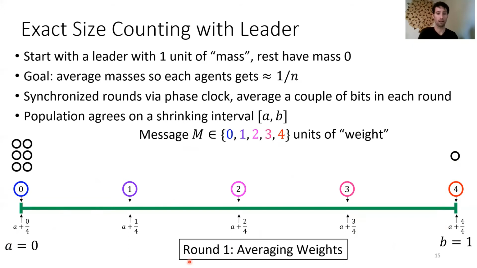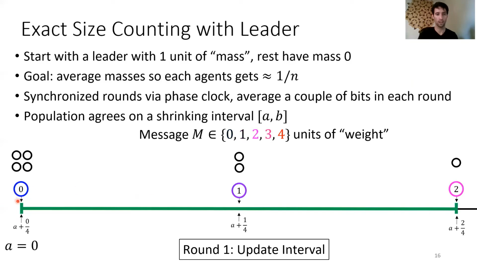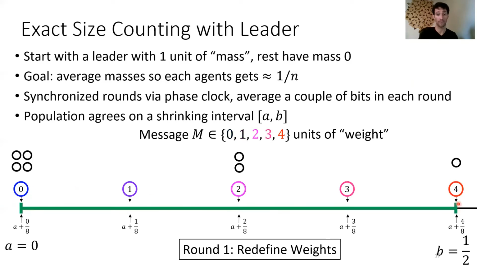Then during each round, we do discrete averaging on the weights. So a 0 meets a 4, they both become 2. A 0 meets a 2, they both become 1. And again, we have the result that quickly we will get 3 consecutive values. So then we can update the interval. The population will learn what the 3 values are, and then redefine the weights.